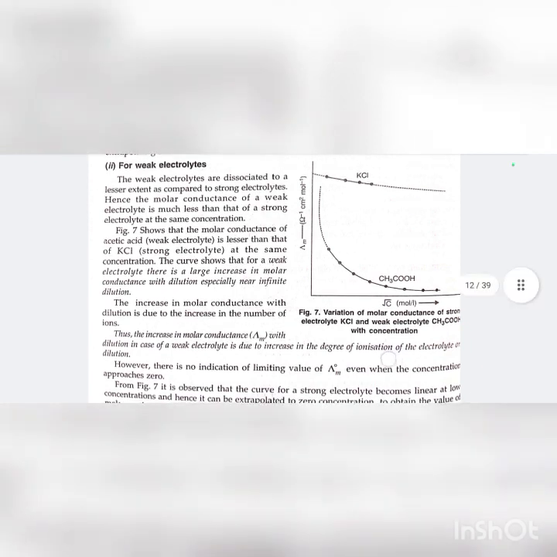The curve shows that for a weak electrolyte, there is a large increase in molar conductance with dilution, especially near infinite dilution. The increase in molar conductance with dilution is due to the increase in the number of ions. Thus, the increase in molar conductance with dilution in case of a weak electrolyte is due to the increase in the degree of dissociation or ionization of the electrolyte on dilution. However, there is no indication of a limiting value of molar conductance at infinite dilution even when the concentration approaches 0.